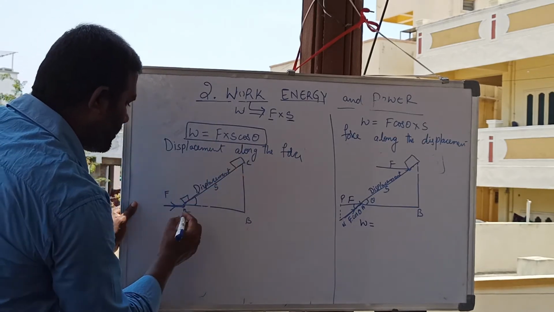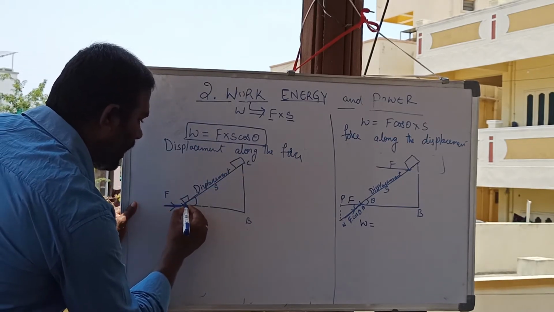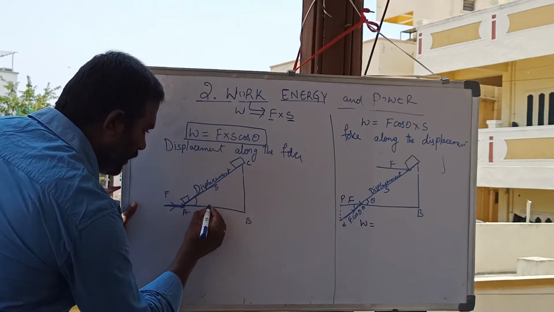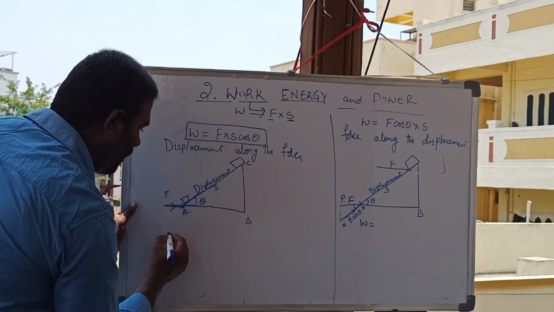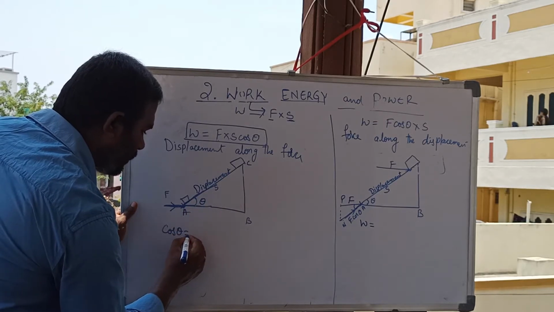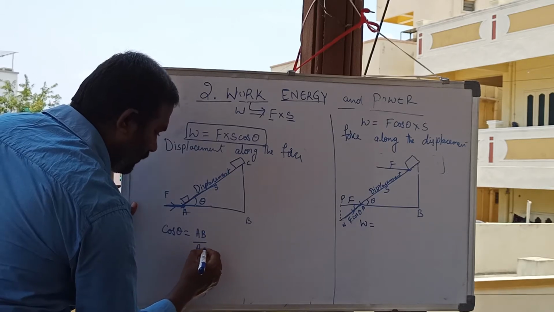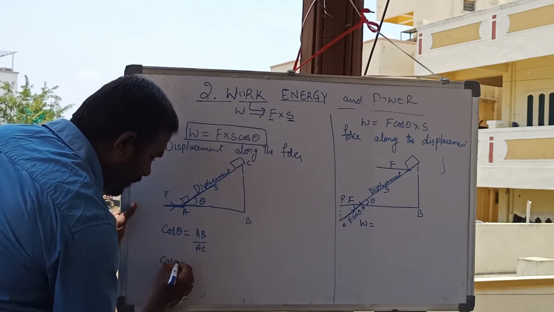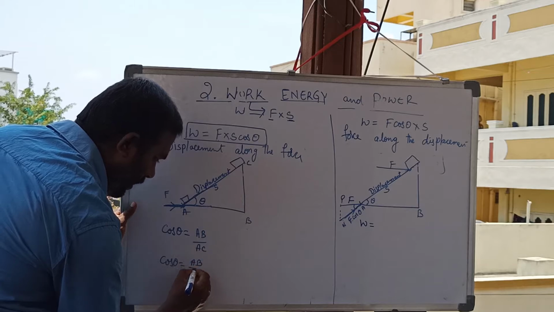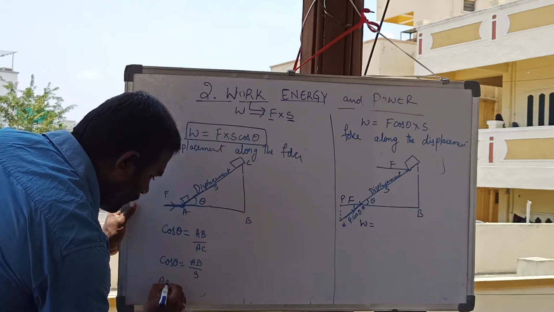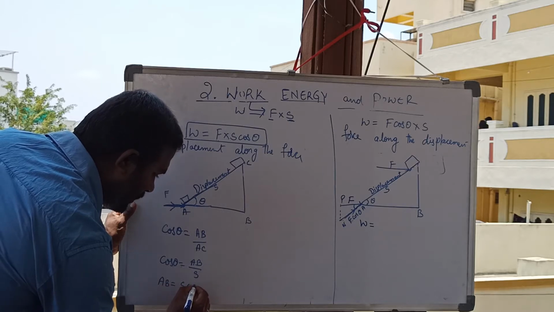So W is equal to F cos theta. Actually, force is in this direction, but the body is moving in this direction. These two are making an angle theta. We can write cos theta is equal to adjacent by hypotenuse. We know that cos theta is equal to AB by S. AC is nothing but displacement S. So AB is equal to S cos theta.